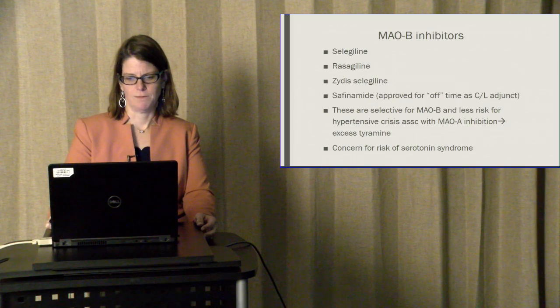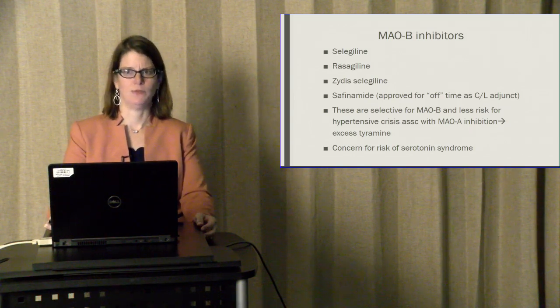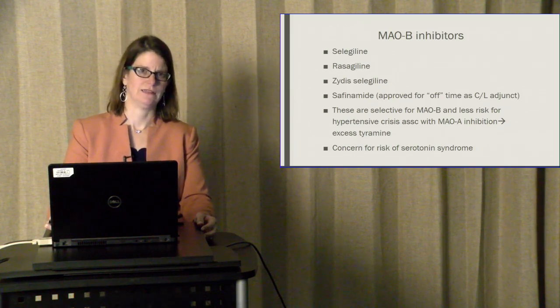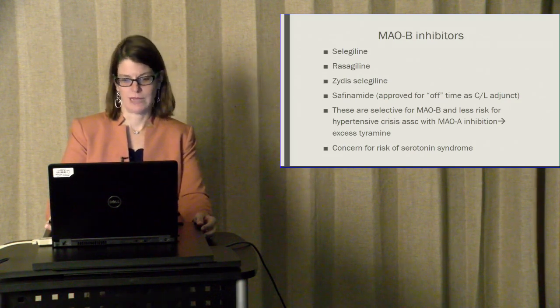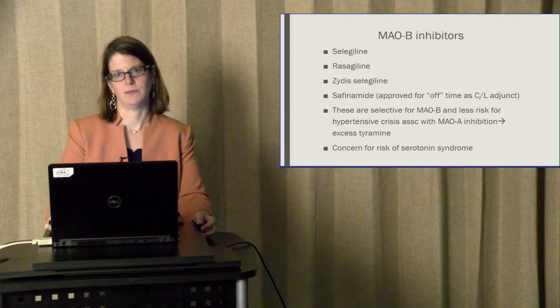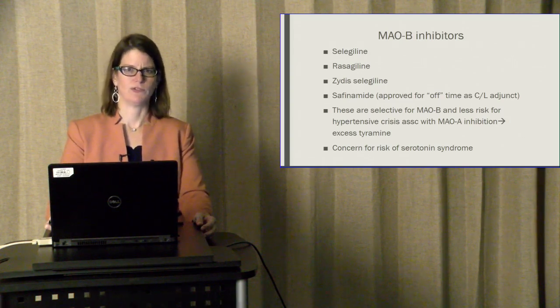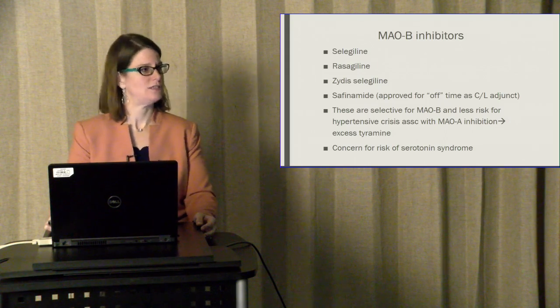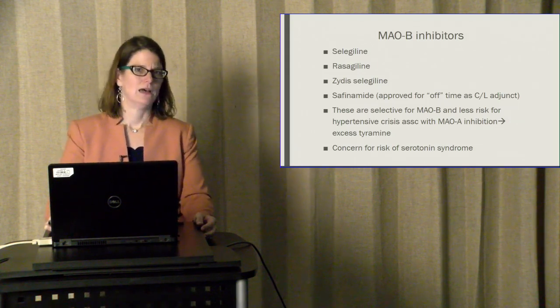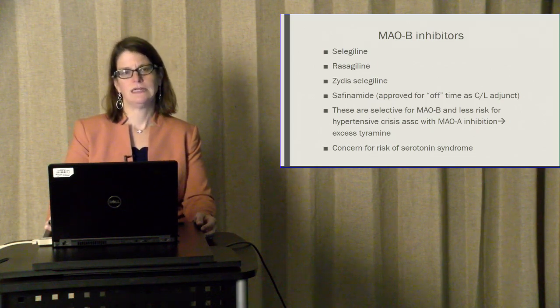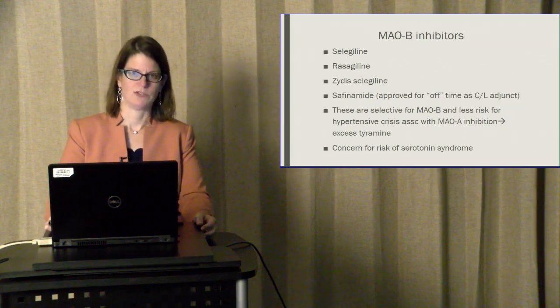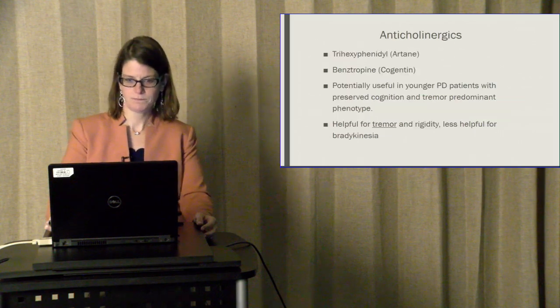And then these medications are MAO-B selective, so they're less likely than the MAO-A inhibitors to cause the problems with hypertensive crisis and excessive tyramine. So we don't have to warn people so much about avoiding aged cheeses and red wines and things like that. But there is an increased risk potentially for serotonin syndrome if combined with antidepressants. There was one study that showed that this was not much of a problem, at least with rasagiline, but we still use a little bit of caution with that.